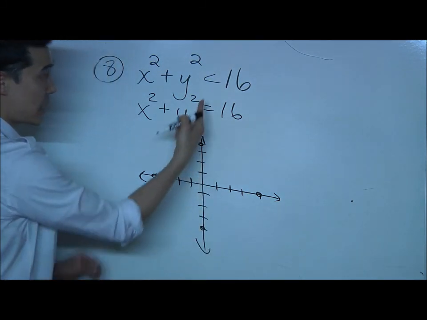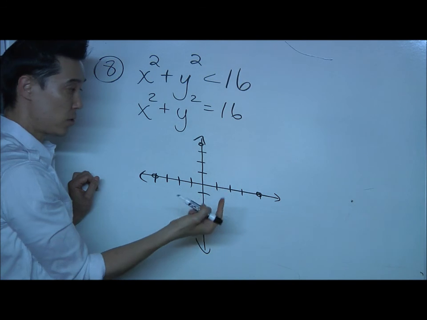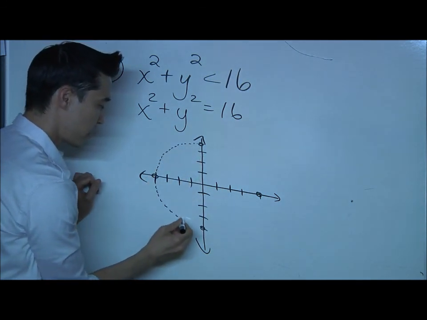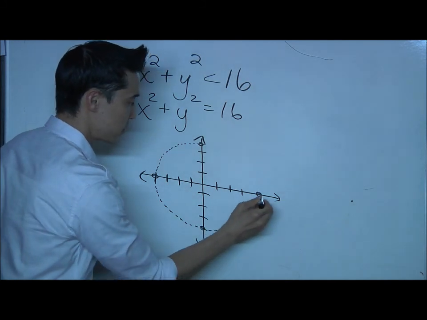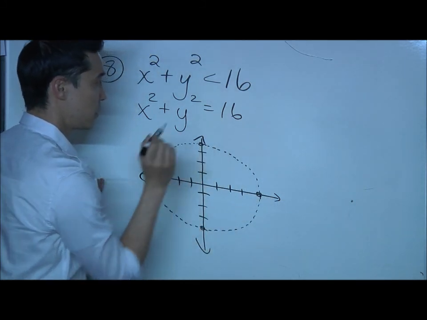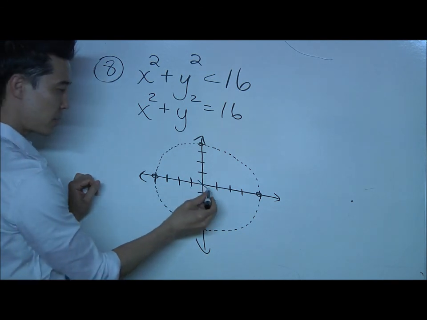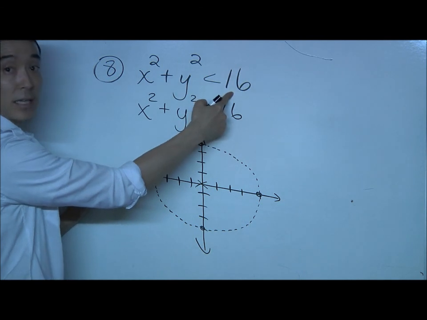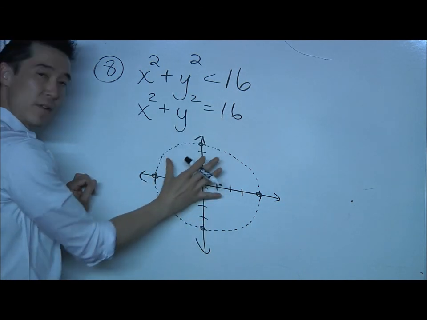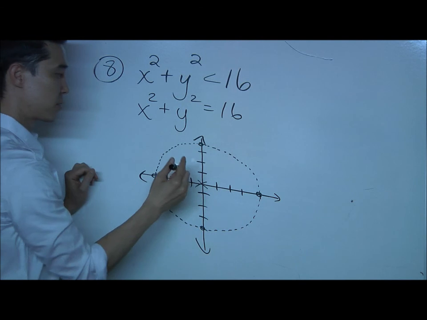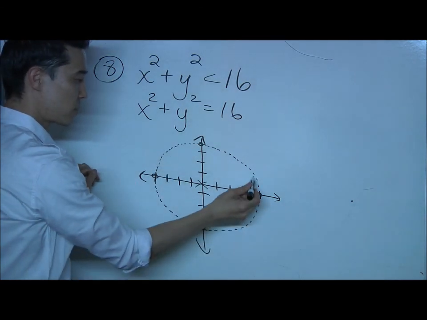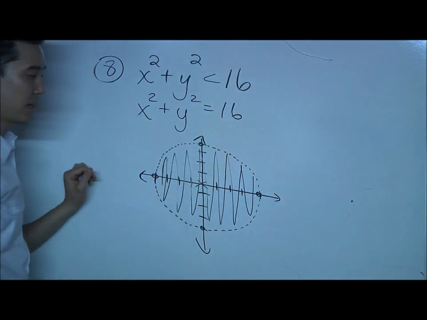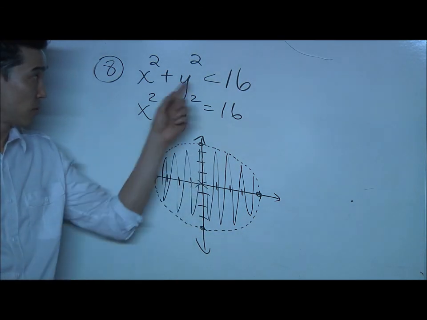on each. Now, because it's less than and not equal to, it's not a solid line or curve, but a dotted curve. So your circle here is dotted like this. It's not solid. Okay? And again, I'm going to use a test point. So let me use a test point 0, 0 and see if it's true. Is 0 plus 0 less than 16? Yes, that's true. So you want to shade everything inside the circle and nothing outside the circle. So your answer is this dotted circle with everything inside shaded. And that is the answer to your original inequality.